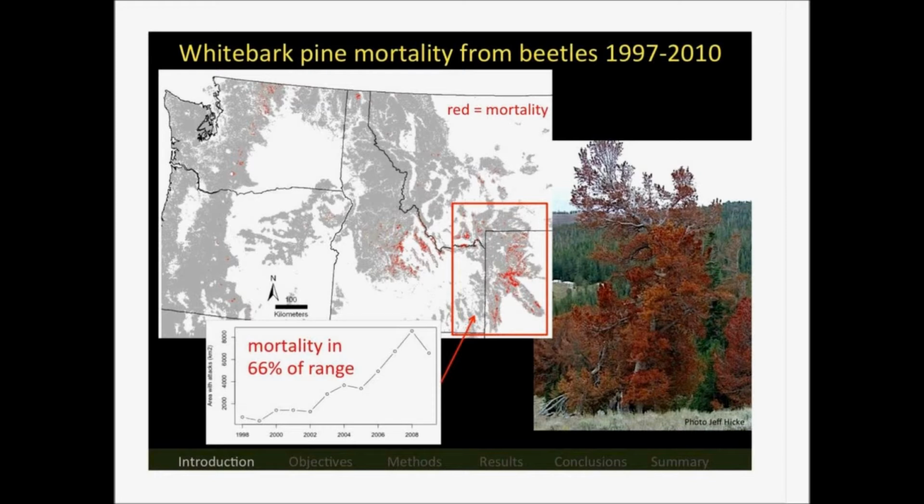This is a map showing forested areas in gray with areas with whitebark pine mortality from beetles in red. And the time series along the bottom is showing the area with observed mortality in the greater Yellowstone region beginning in 1998 through 2009. And this recent outbreak has affected about 66% of the range of whitebark pines in the greater Yellowstone. And the photo on the right, that's what a tree that's been attacked by mountain pine beetles looks like. The needles all turn red because the tree has died.